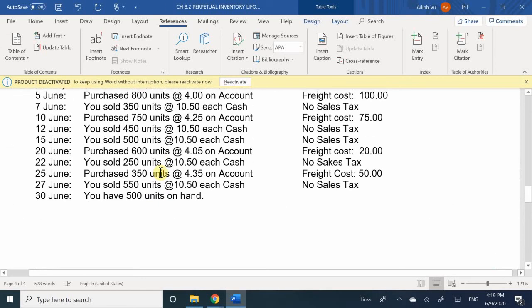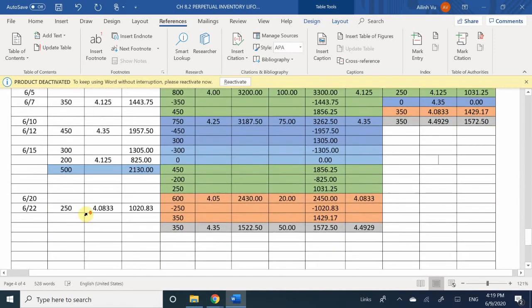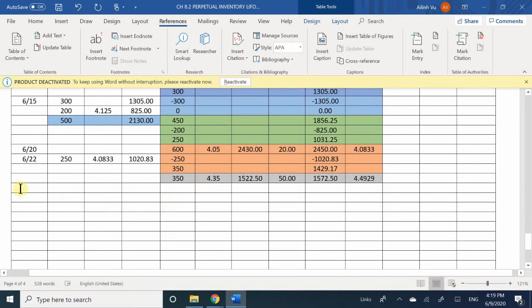All right, so what happened next on the 27th? What happened next? On the 27th, we sold 550 units at 10.50 each for cash. Okay. That comes up to 5,575.